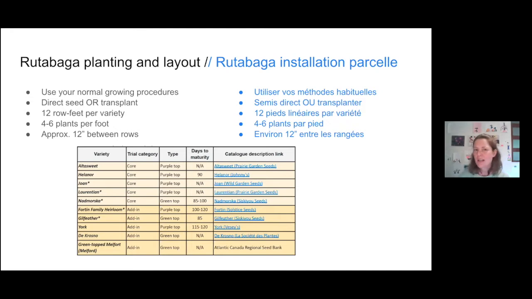We're asking that you plant 12 row feet per variety. And the recommendation is generally 4 to 6 plants per foot, though you may want to seed a bit more densely and thin it down to that. And approximately 12 inches between rows is what most growing guides seem to converge on.